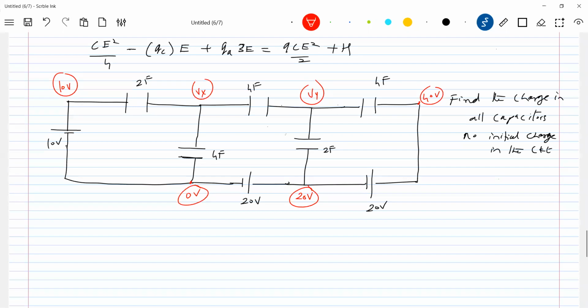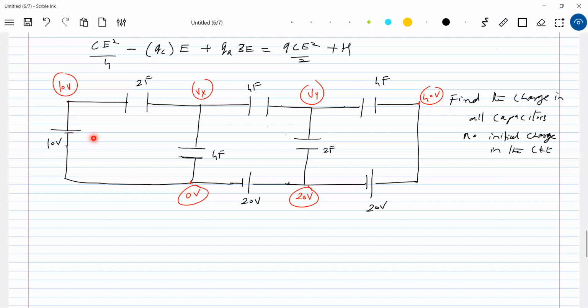Sir, why did you start with 0? Why don't you start here with 0? Yes, you can do it. Sir, why don't you make this 0 volt? Means why don't you write 0 volt? Yes, you can do it. So I just took this as 0 volt.